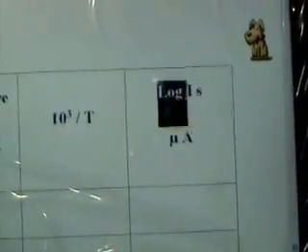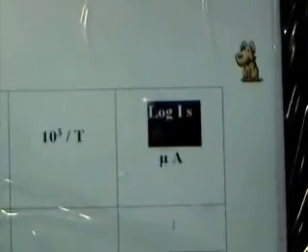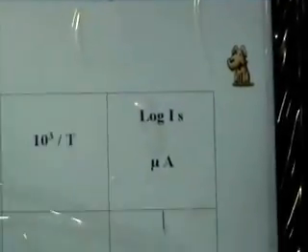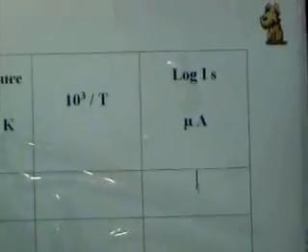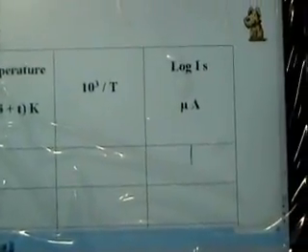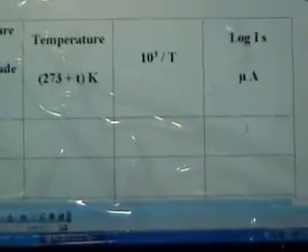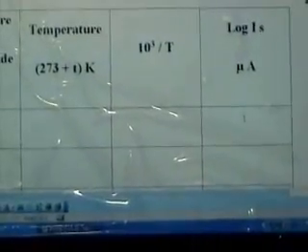We also calculate 10 cubed by T automatically. Now log of Is can also be calculated. Remember, this log of Is is going to be log of 45, which is already fixed. So before you come into the class, write down all these values. Don't come inside and write the values. Try to minimize your time by writing these values before you come into the class.